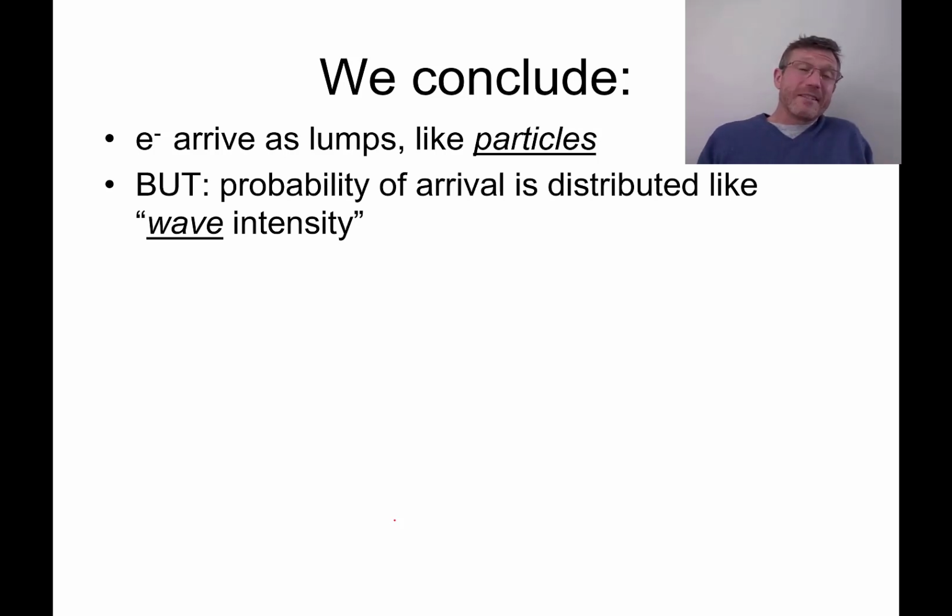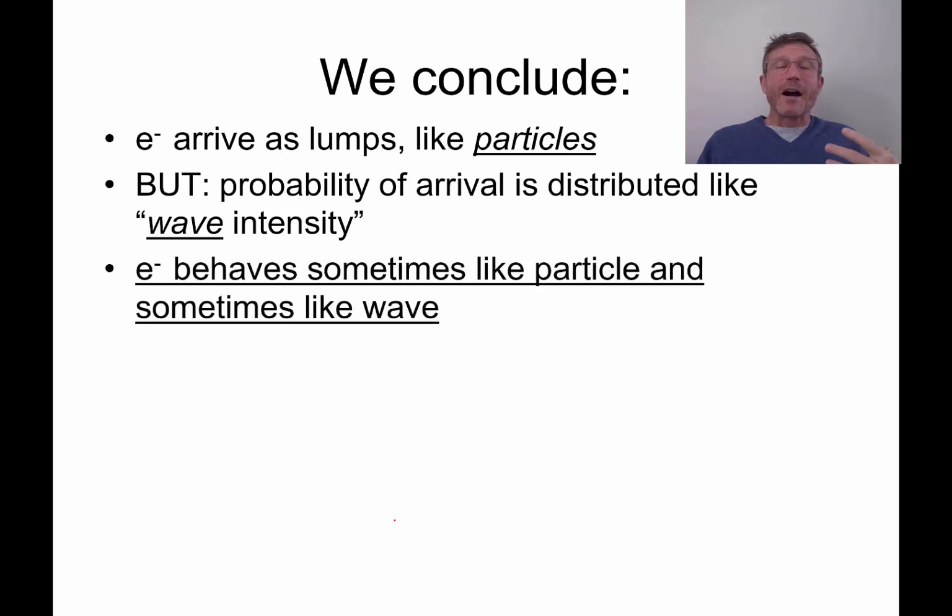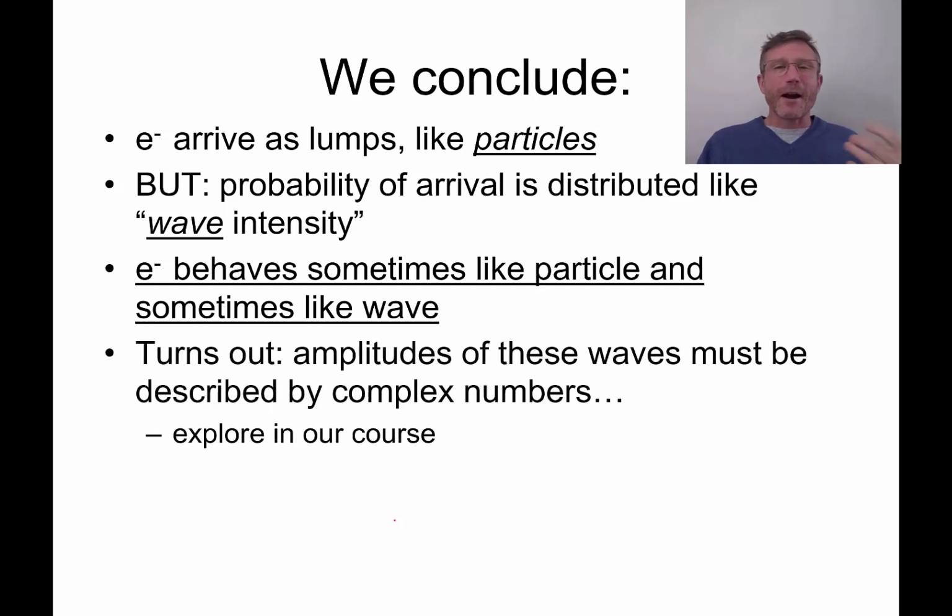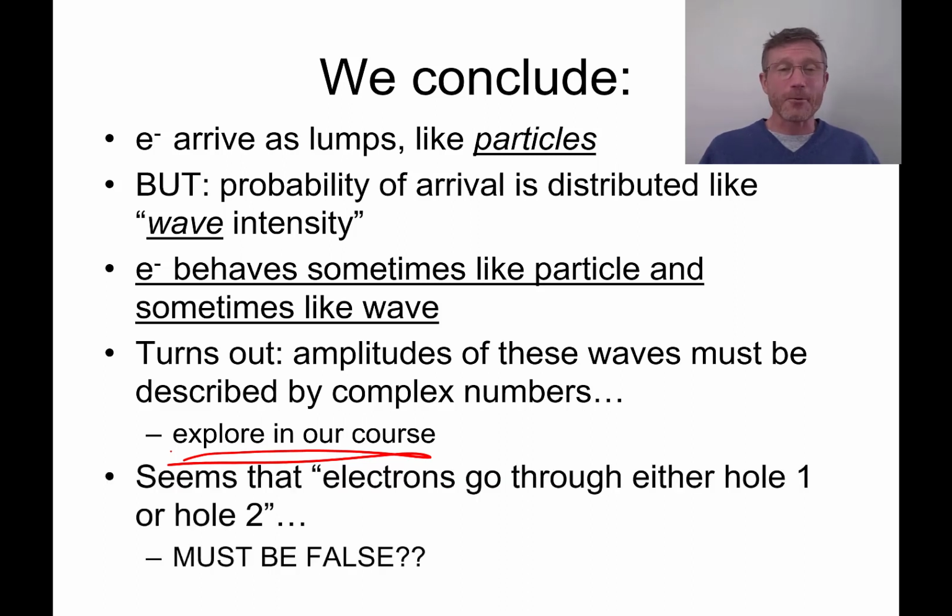The probability, nevertheless, is distributed like wave intensity. We conclude that electrons behave sometimes like a particle and sometimes like a wave. And we're also recognizing that the amplitudes of these waves must be described by complex numbers. We'll explore that in our course. I'll take you through that.